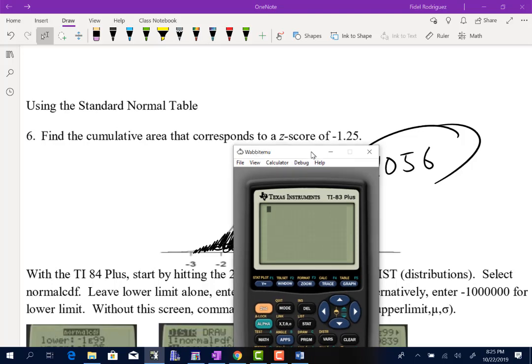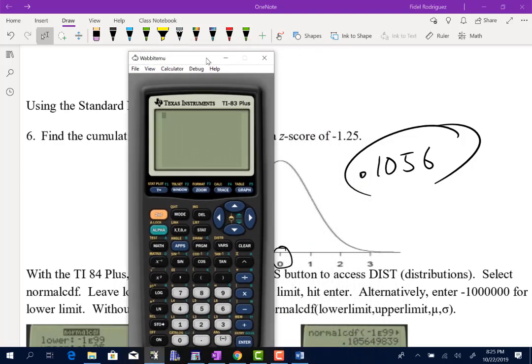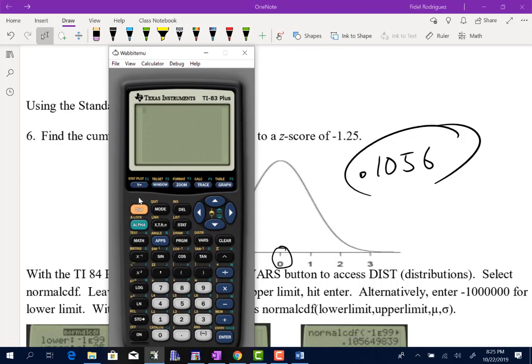Negative 1.25, right? Okay. So guys, on your calculator, the way you're going to do this, you're going to go second again, second vars, okay? Do you see how number 2 says normal CDF? Remember what CDF means? We're accumulating everything, right? So we're going to go to normal CDF.